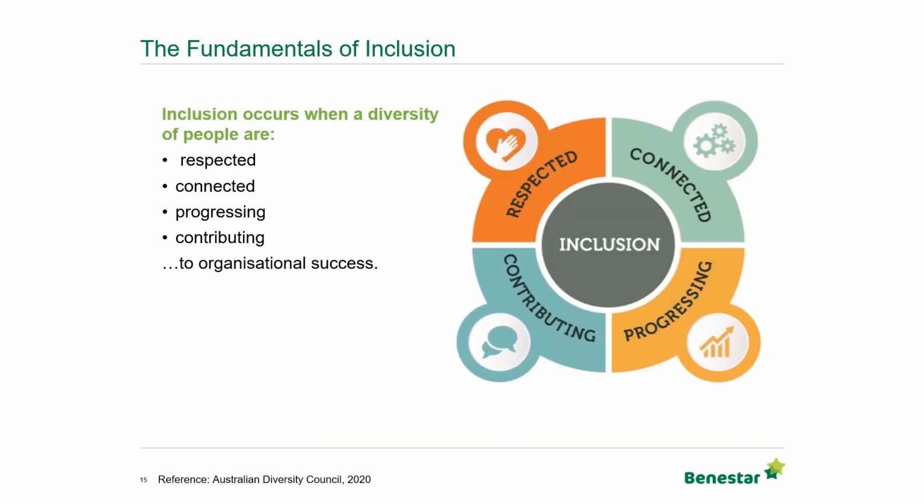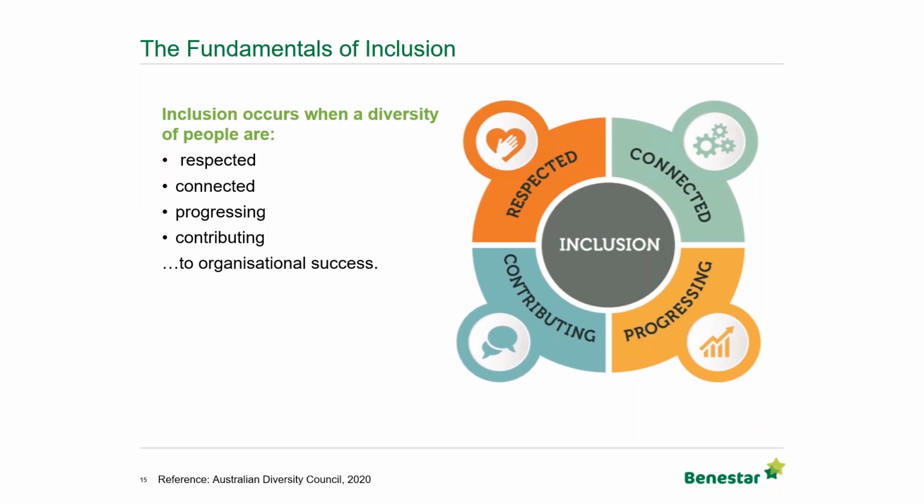We're going to have a little bit of a look at inclusion now. As I said, think of inclusion as the how. So all of these brilliant things that make up diversity, inclusion is how we're going to implement that into our workplace and what happens as a result of that implementation. So inclusion occurs when diversity happens and when people are respected, connected, and progressing and contributing to their organisation and the organisation's success. So it's basically all of these elements that define us in action and how we embrace those.